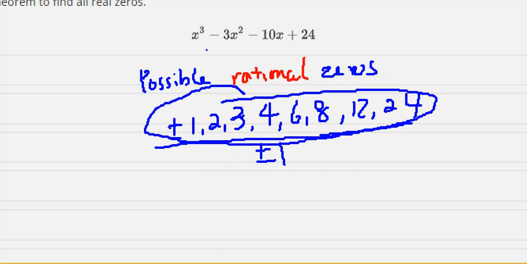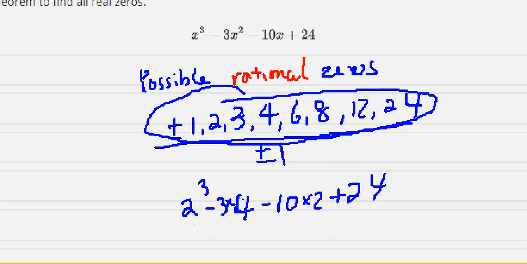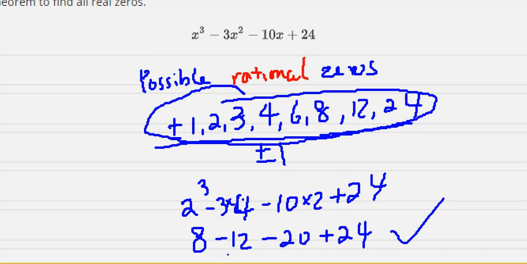And then if you plug in 1, let's check 1. Does 1 work? 1 doesn't work, right? Let's check 2. Does 2 work? 2 cubed minus 3 times 2 squared, which is 4, minus 10 times 2, which is 20, plus 24. Let's do this. 2 cubed is 8, minus 12, minus 20, plus 24. It actually works. This is negative 32, the other one 32. So therefore I know 2 works.